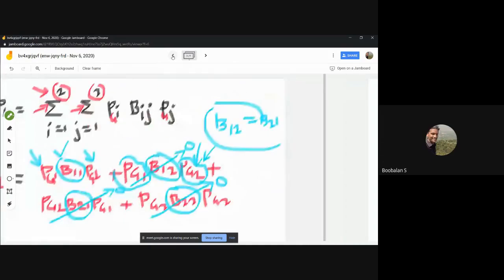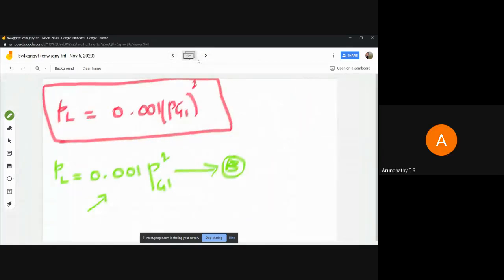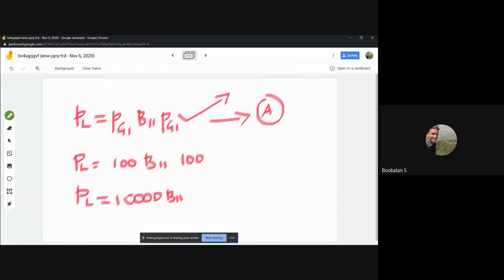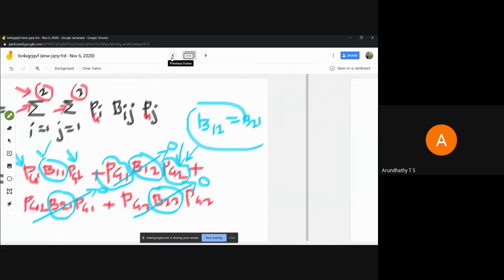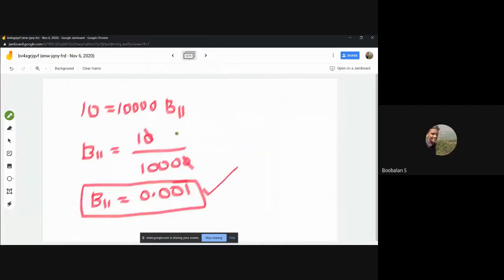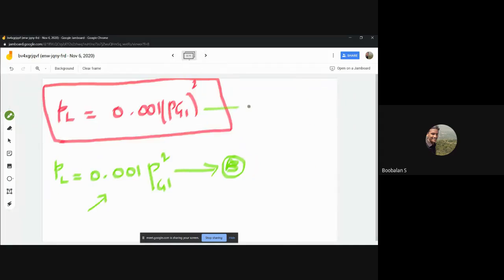Sir, I had a doubt about this one. Why this equation, sir? If they have already given us the power loss and PG1, what is the use of finding this equation? Your voice is breaking. Sir, are you able to hear me? Yes, this one. The last equation, sir.